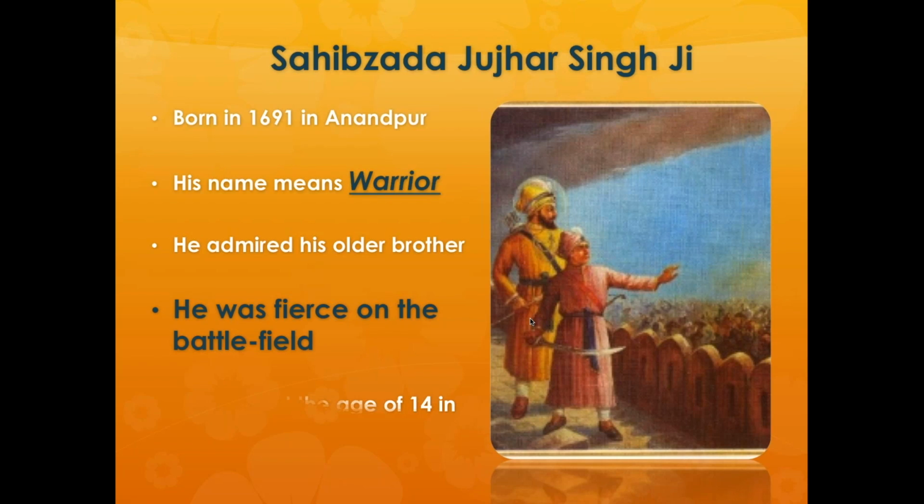And again, Sahibzada Jujhar Singh also watched the Khalsa army train, and he also had an opportunity to watch his older brother Sahibzada Ajit Singh train as well and fight in battle. So Sahibzada Jujhar Singh was only 14 years old when he died in battle, or he became shaheed in the Battle of Chamkaur.